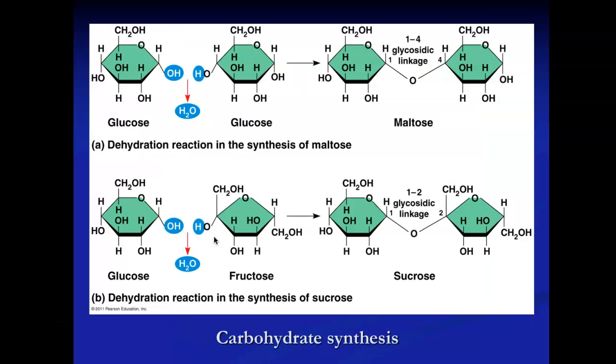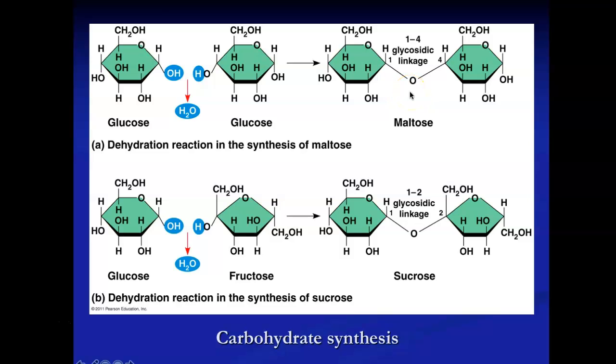Okay, this is going to show you the process of carbohydrate synthesis, and I want you to notice it's actually very, very similar to what we talked about before. So right here you have one glucose ring and another glucose ring. The OH of one glucose and the H of another glucose combine to release water, and then a bond is formed. What I need you to know is the covalent bond between monosaccharides is called a glycosidic linkage. So the covalent bond between monosaccharides is called a glycosidic linkage. I would circle that word.